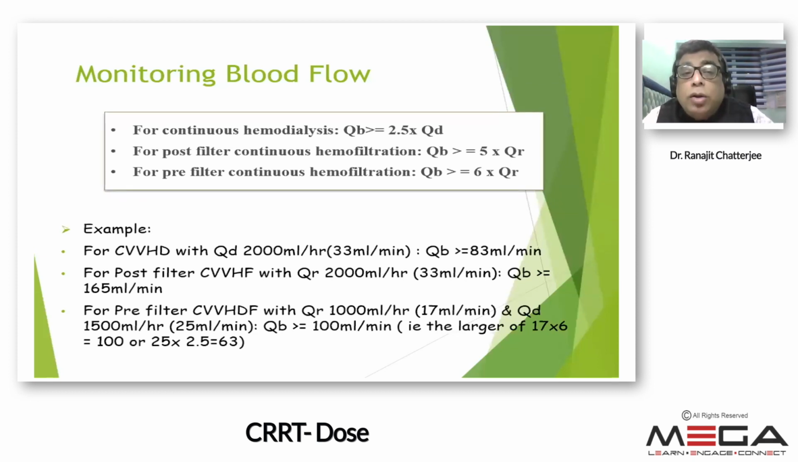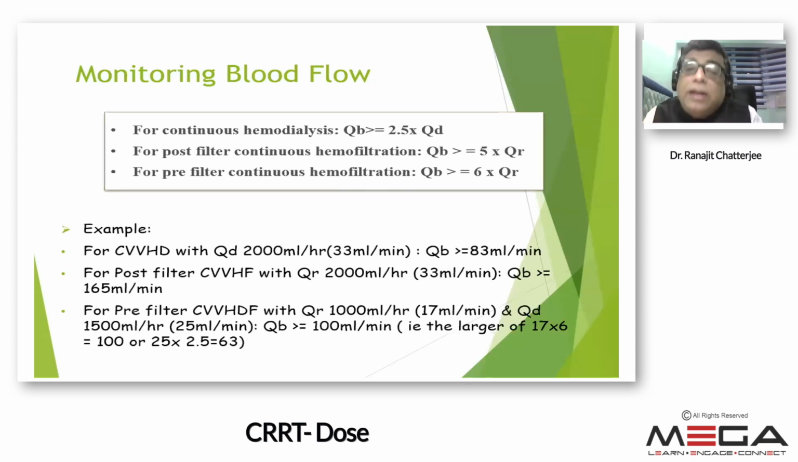Suppose you are going to do a post-filter continuous hemofiltration. Post-filter means you are replacing the fluid after the blood comes out of the filter. So it will be at least 5 times the hemofiltration rate. For example, you have set a hemofiltration of 2000 ml per hour. That is 33 ml per minute. So 33 into 5, that is 165 ml per minute, should be the minimal blood flow that you have to set when you are doing hemofiltration at this rate. If you are setting 100, it will not be successful.